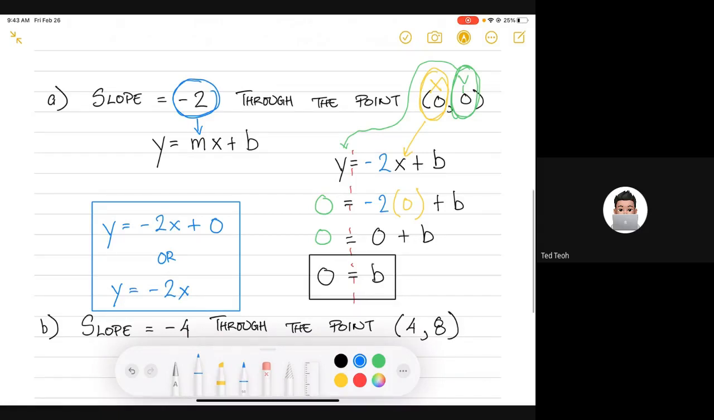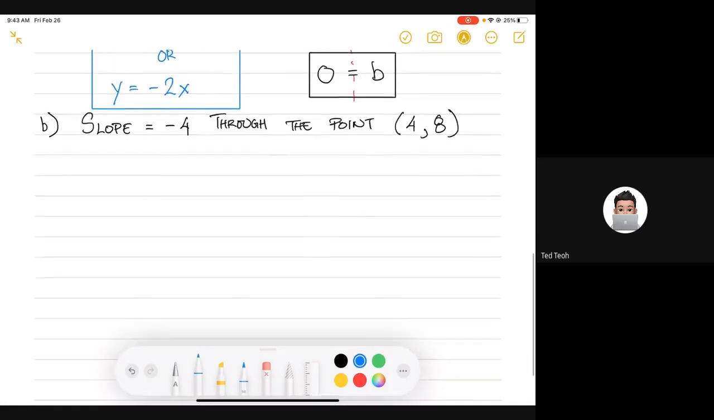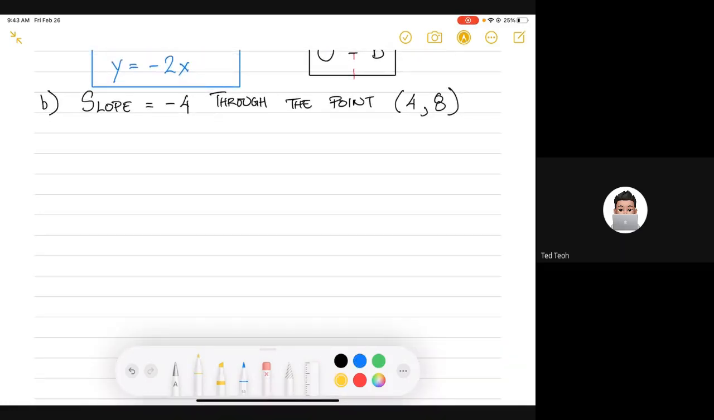Let's try another example where the point is a little bit different. Again, I have a slope that's -4 that goes through a point 4 and 8. So my x value is 4 and my y value is 8. My equation must look like y equals mx plus b. The m I know in this question is going to be -4. So I'm going to write it over here: y equals -4x plus b, because they told me the slope is -4.